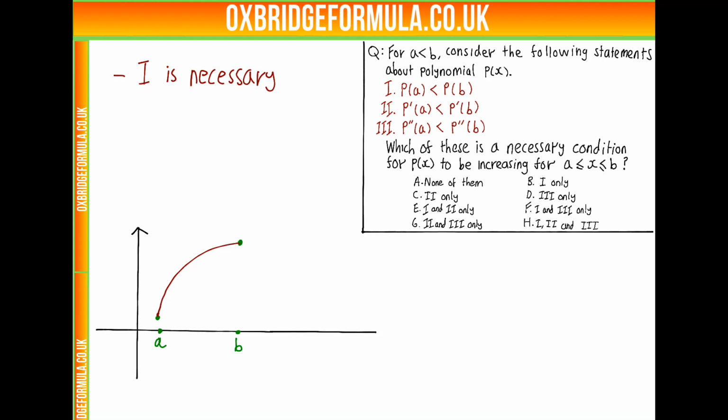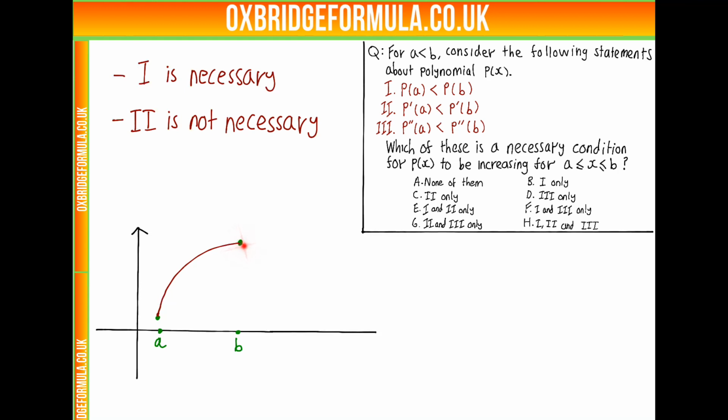So we know that 2 is not a necessary condition because it's not a consequence of p being increasing, as we have a counterexample. So now 3. Given 2 wasn't a necessary condition, it doesn't feel like 3 should be a necessary condition, and indeed it's not. But how do we build a counterexample to convince ourselves? Well, if we look at b, we need p double dash of b to be smaller than p double dash of a for a counterexample.